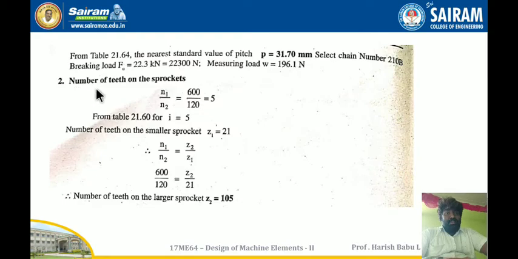The next step will be the number of teeth on the sprocket, that is N1 by N2 is equal to 600 by 120, that will be equal to 5. So from table 21.60, for i equal to 5, the number of teeth on the smaller sprocket will be Z1 is equal to 21. So therefore N1 by N2 is equal to Z2 by Z1. So I get Z2 as 105 teeth.